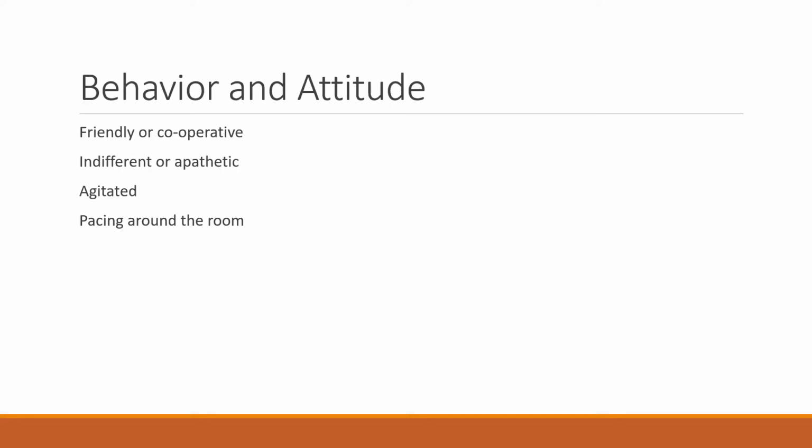So next is behavior and attitude. For example, how did the patient behave at the interview? Was he friendly or cooperative? Was he indifferent or apathetic towards you? Was he agitated during the interview? Was he pacing around the room and talking rapidly without really attending to your questions? The patient can be friendly, cooperative, kind of seductive, defensive, guarded. So these are some attitudes towards the examiner that you can mention.